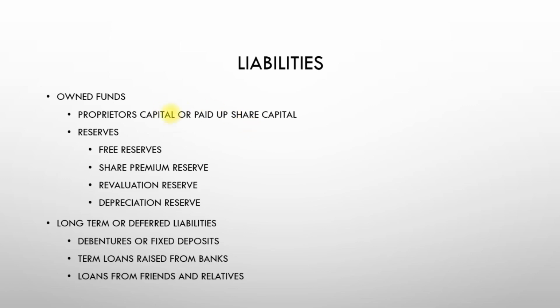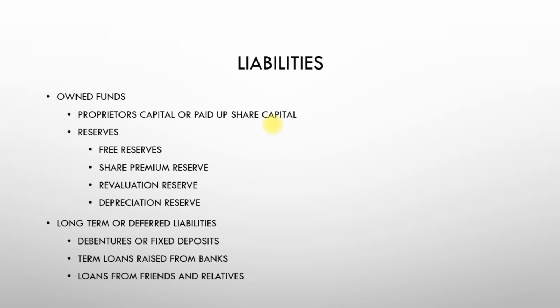So the first one is owned funds. In owned funds, there is proprietor's capital or paid up share capital. We'll see what that is. So this comprises equity shares, preference shares, or global depository receipts, which normally the owners, proprietors, and promoters of a business bring as shareholders of the concern.